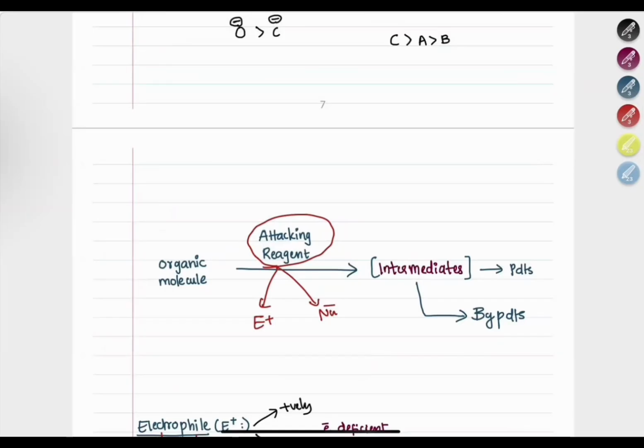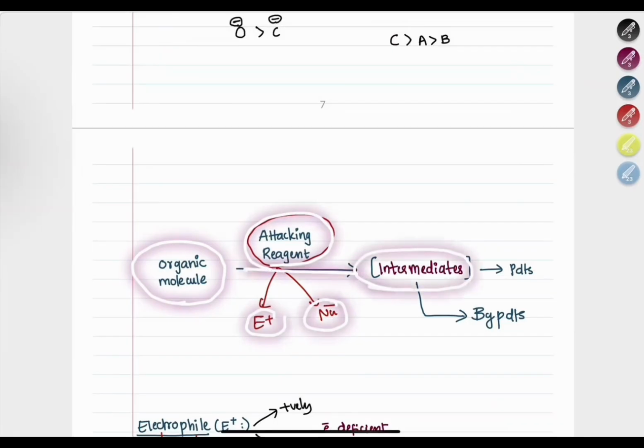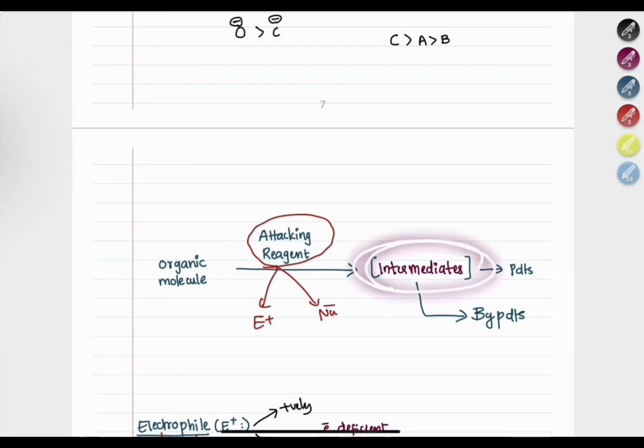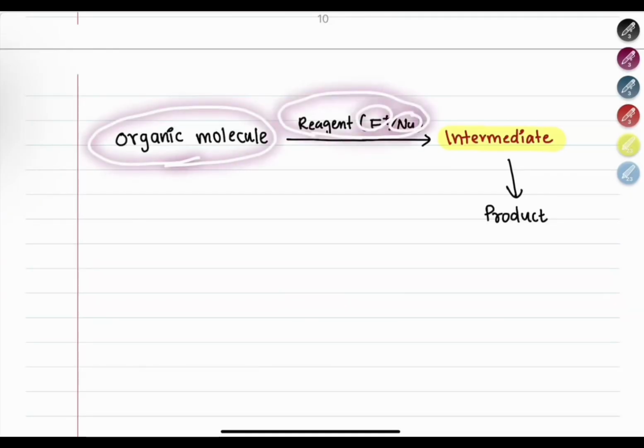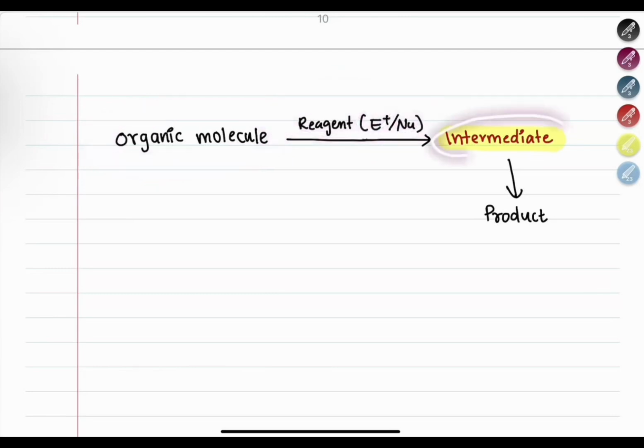We have seen an organic molecule will react with the attacking reagent. It can be either an electrophile or a nucleophile. Then we first get an intermediate in the reaction. From this intermediate, we get the product. So now we have to explain the intermediate. Until now, we have seen that in an organic reaction, an organic molecule will react with a reagent, either electrophile or nucleophile, and first we will get an intermediate. From this intermediate, we will get our ultimate product.